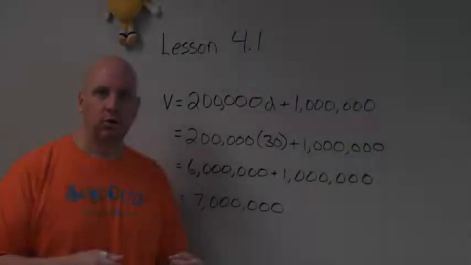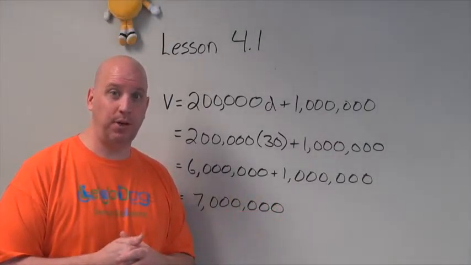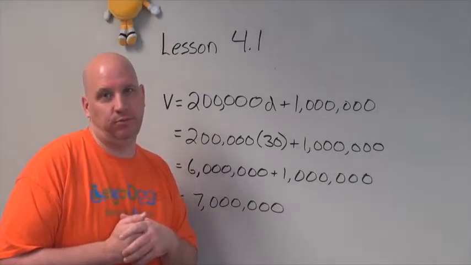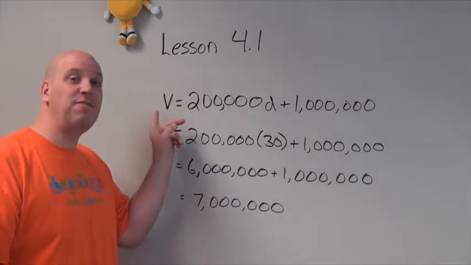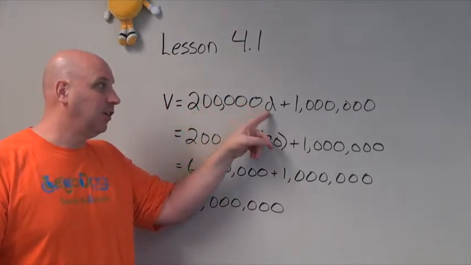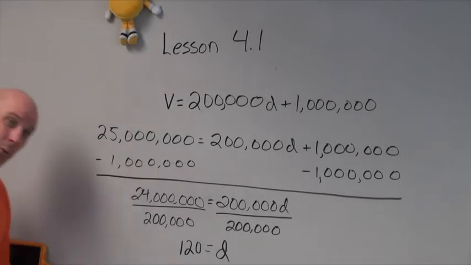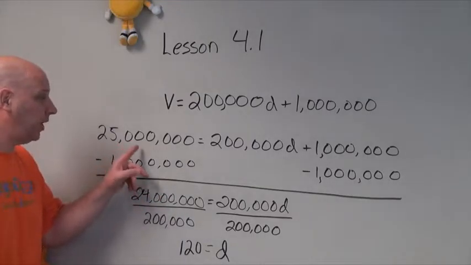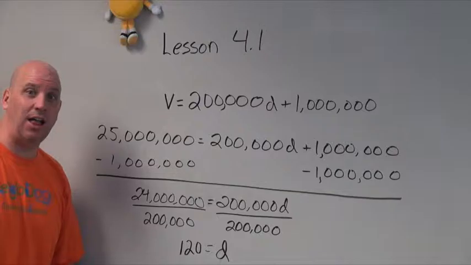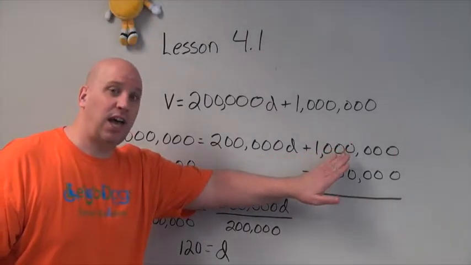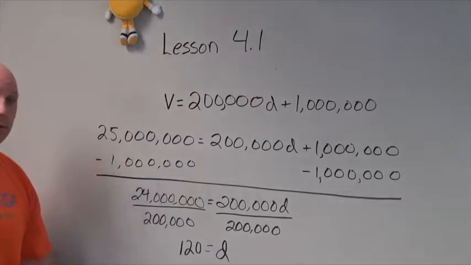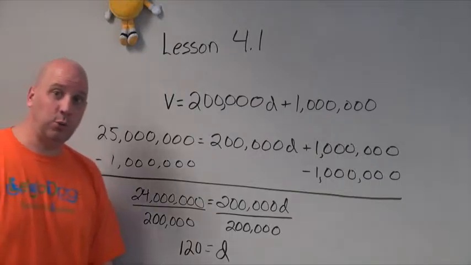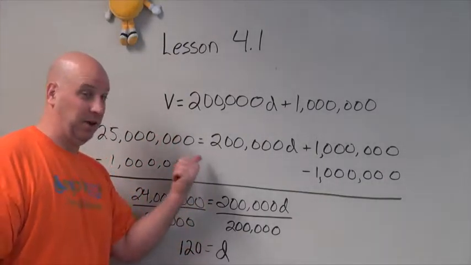Whoa, wow! What if I wanted to know how long it would take for my company to be worth $25 million? Then what would I do? I would substitute 25 million in for value and solve for how many days. The numbers here are so big that I can barely fit them in. So I replaced the value with $25 million. Then I solved by subtracting 1 million first from both sides. Then I divided by 200,000 to find out how many days. And I get 120 days, or only about 4 months. Man, I want this company.